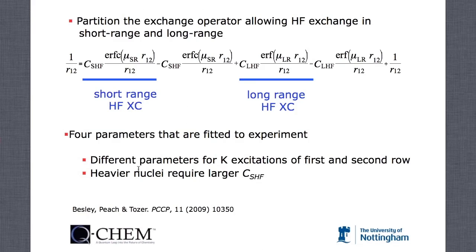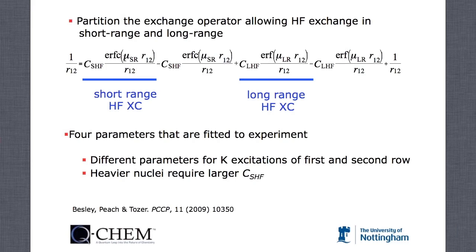The details of this, I'd refer you to the paper, but we essentially have a way to partition our R12 operator, again in the evaluation of the exchange energy, such that we can introduce a component of short-range Hartree-Fock exchange, and we can also introduce a component of long-range Hartree-Fock exchange. This functional introduces 4 parameters. The first is C short-range Hartree-Fock, which tells you how much Hartree-Fock exchange you want when R12 is 0, and C long-range Hartree-Fock exchange, which tells you how much Hartree-Fock exchange you want as R12 gets large, goes to infinity.